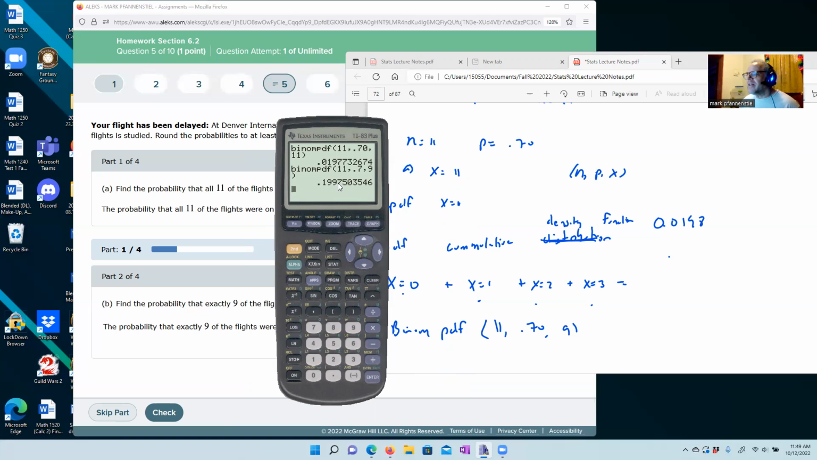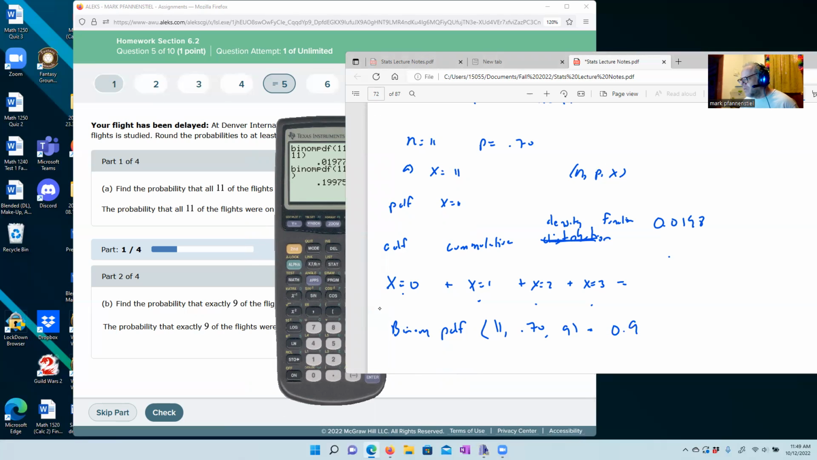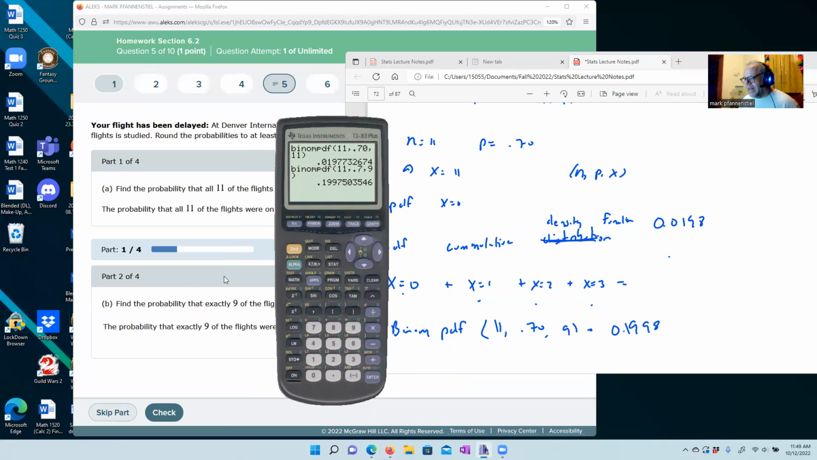We got 0.11975. To 3 decimal places, I think this is 0.1997, the 7 is going to turn into an 8. So it's going to be 0.1998. Okay.